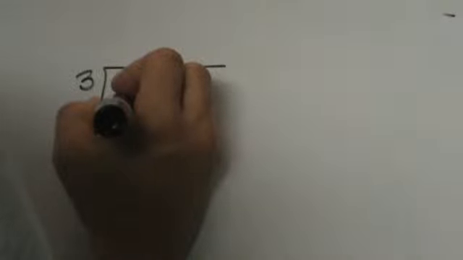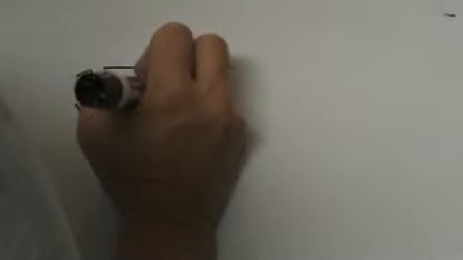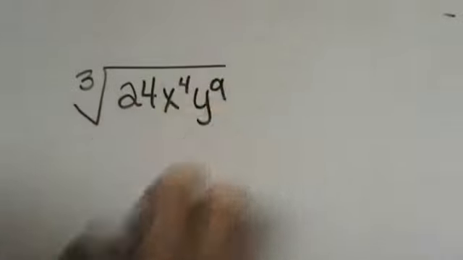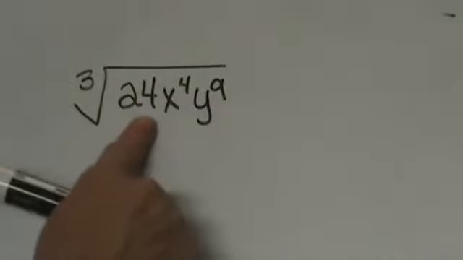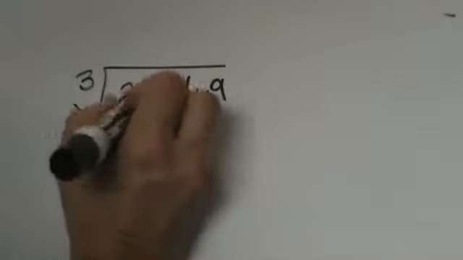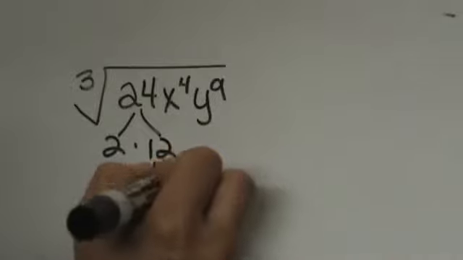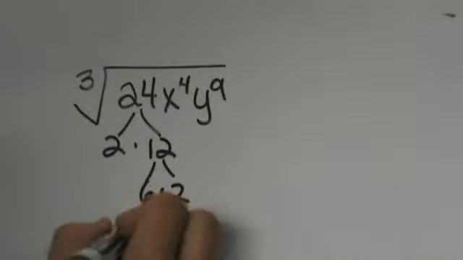Let's look at some and throw a few variables in there, because variables seem hard, but they're really not. Let's take the cube root of 24, x to the 4th, y to the 9th. Okay, 24 is not a perfect cube, but let's try to find some factors. I'll take 2 and 12, and then 12 is 6 and 2, and then 6 is 2 and 3.